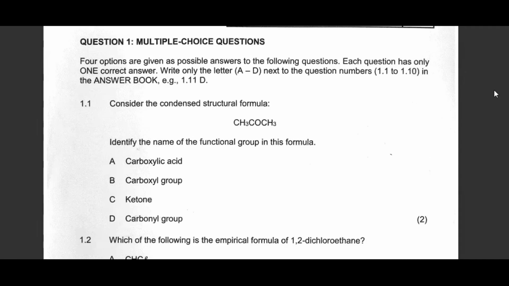Let's start with the objectives, and then we see how we can smash them, so that we can get at least distinctions. They're saying consider the structure formula below. If you look at this structure formula and try to expand it, you'll find out that it is CH3, C double bond, and then CH3. So they're saying, identify the name of the functional group in this formula.